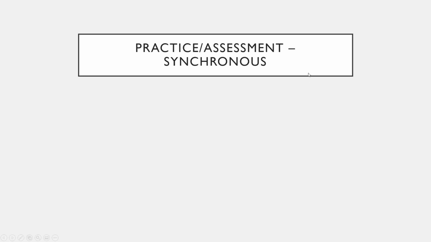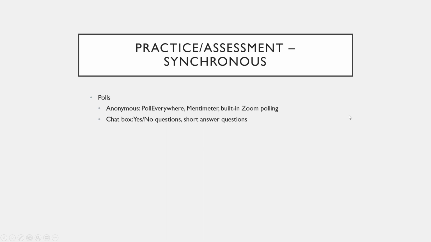Let's start with synchronous. So if you're doing some sort of live meeting by Zoom, here are some options for you. You can do polls. If you want to do an anonymous poll, you can do Poll Everywhere or Mentimeter. Zoom does have built-in polling, but you have to set it up in Zoom in advance, and it's kind of a pain. So personally, I prefer to use a third party like Poll Everywhere or Mentimeter, where it lives on that website, and then I just have to pull it up in my browser. So I just share my screen. It's really easy.